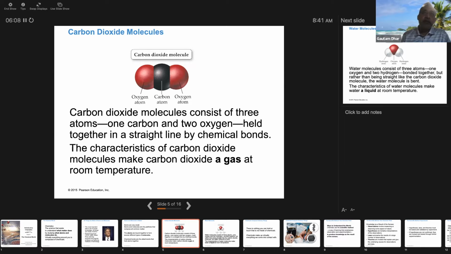So the molecules and atoms form pure substances. If you have only atoms in that pure substance, we call them elements. If you have molecules in that pure substance, we call them compounds. So water is a compound, while hydrogen and oxygen are the elements.